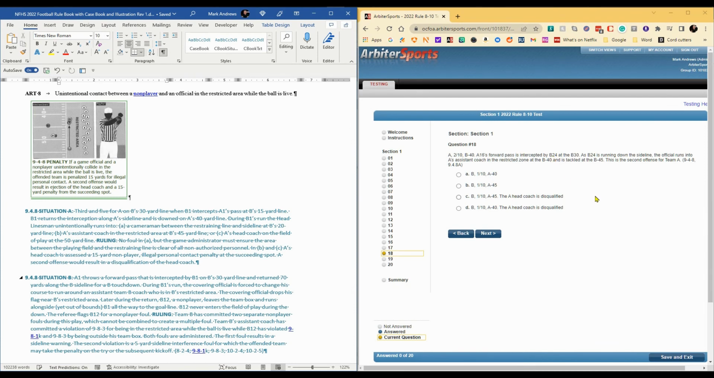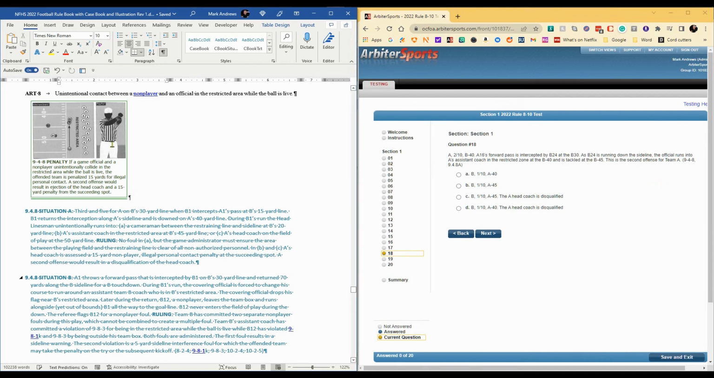A, second and 10 on the B40. A16's forward pass is intercepted by B24 at the B30. As B24 is running down the sideline, the official runs into A's assistant coach in the restricted area at the B40 and is tackled at the B45. He means the runner is tackled at the B45. This is the second offense for Team A.